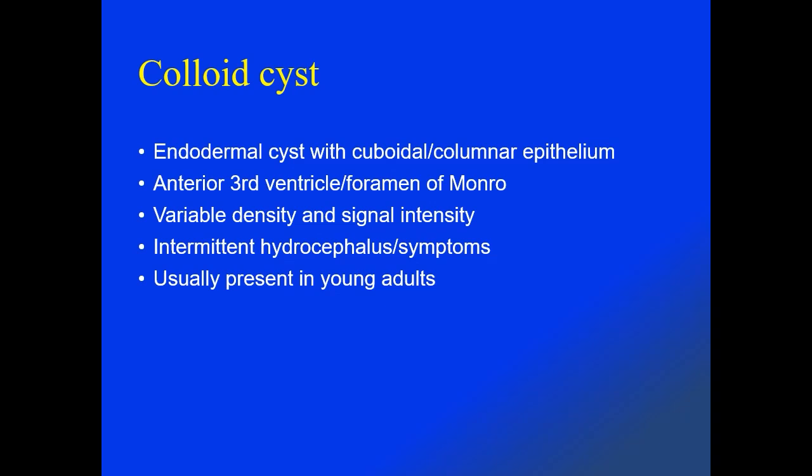Colloid cyst is an endodermal cyst with cuboid and columnar epithelium that are found along the anterior aspect of the third ventricle, adjacent to foramen Monro. The density and signal intensity of the lesion can be variable depending on its content. It can potentially cause intermittent hydrocephalus and clinical symptoms. They're usually found in young adults.